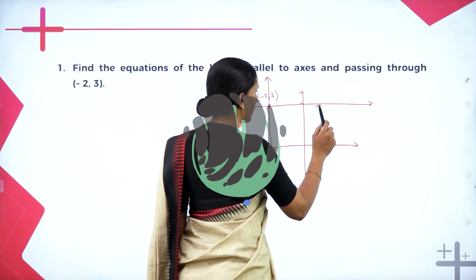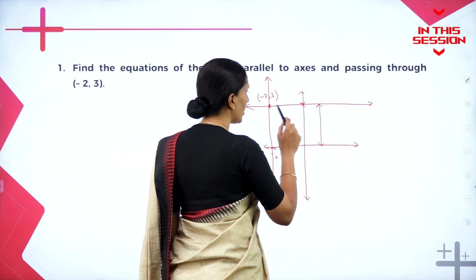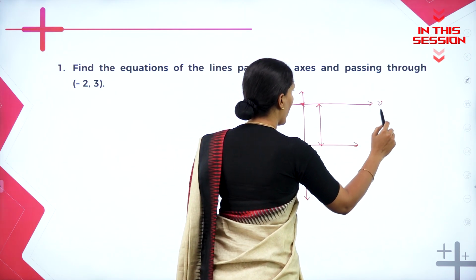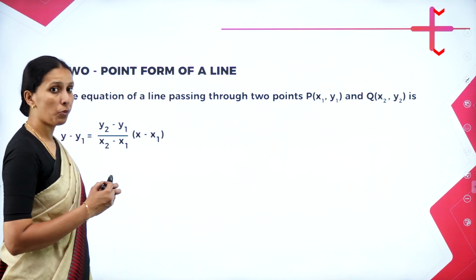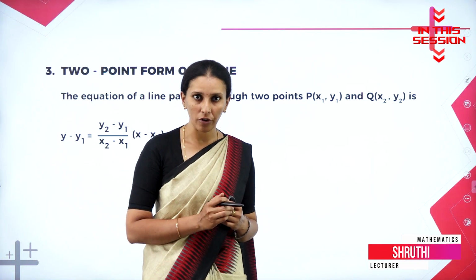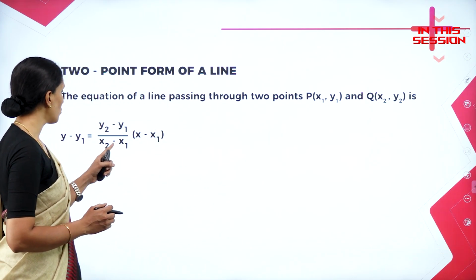whereas the distance of this line from the x-axis is 3 units and it is touching the line at 3. So therefore the equation of the line is y is equal to 3. So 2-point form of a line means we have already found the slope of a line when 2 points are given. So that is, it is given by y2 minus y1 by x2 minus x1.